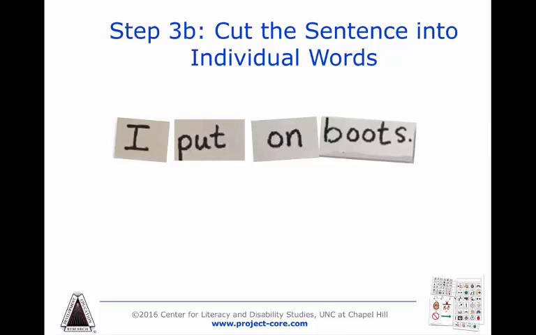After each student has made one attempt to cut the sentence into words by themselves, review it with them to see if they have successfully cut it into separate words. If not, use the second sentence strip and work together to cut it into individual words.